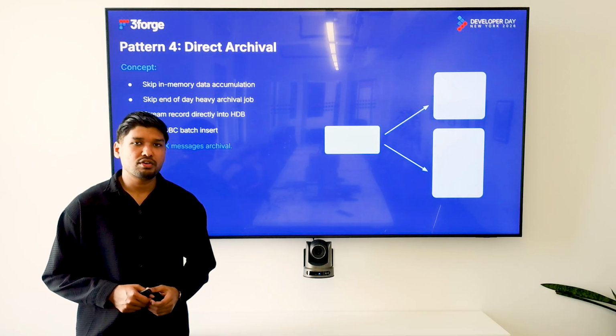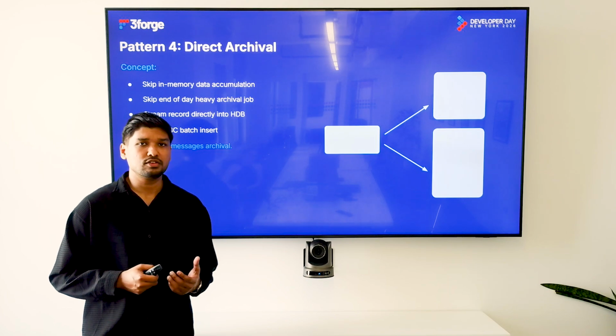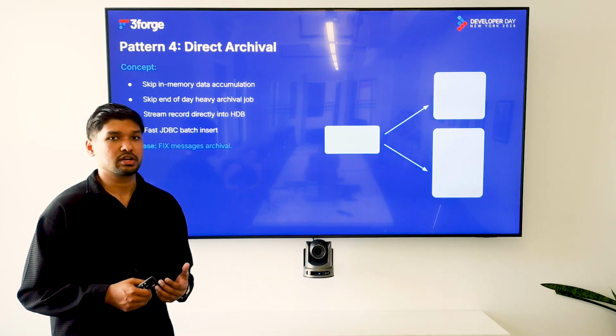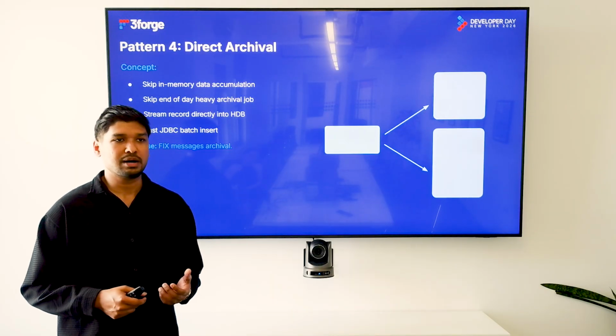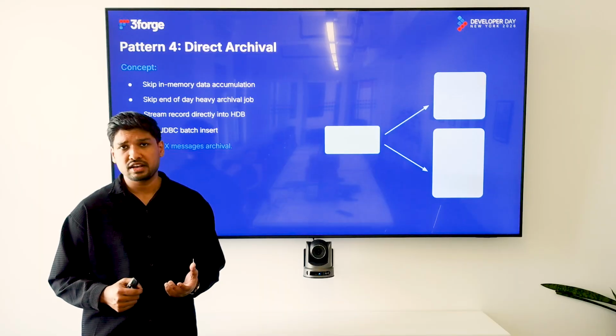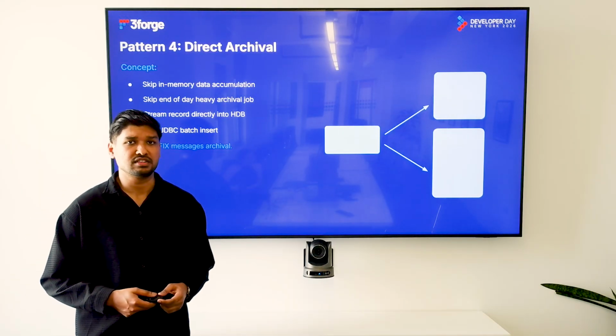So pattern number 4 is called direct archival. Traditionally, if you want to run an archival job, you would have data landing into our in-memory database. It would accumulate throughout the day. And at the end of the day, you would run an archival job that would take all the data and flush it out to an external database or our HTTP. This process is slow, risky, and expensive.